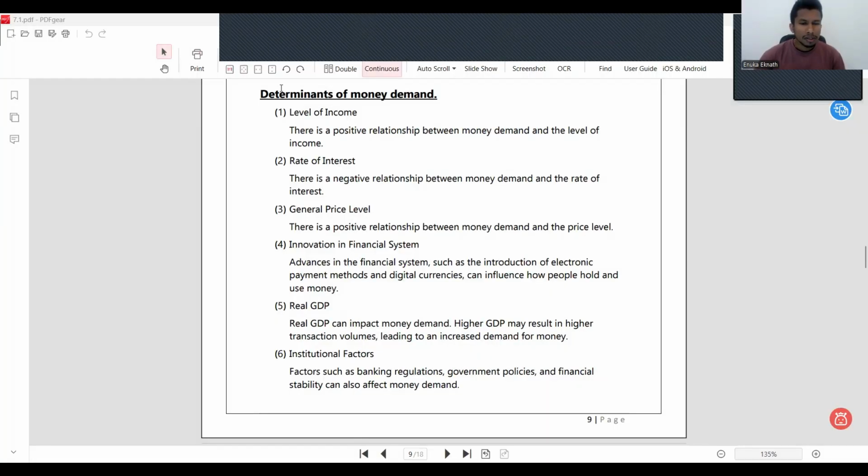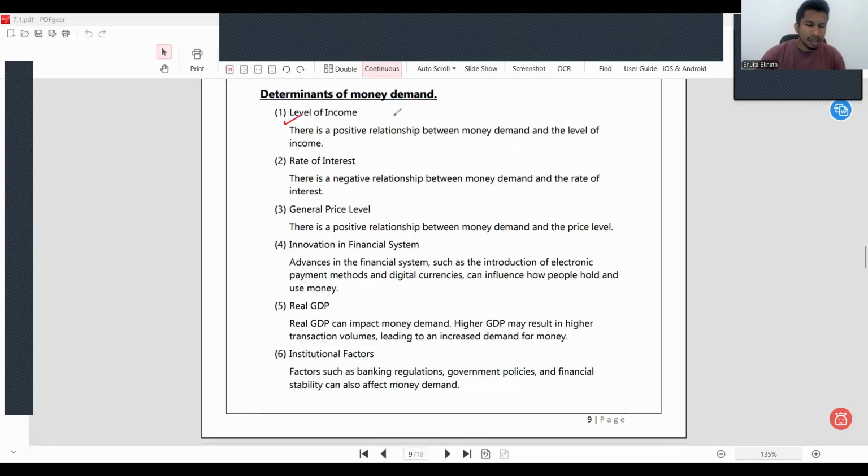I hope you all see this new window now. This is the theory note. It says determinants of money demand. And what are the determinants of money demand? The first one, the level of income, and the rate of interest, the general price level, if not inflation. Fourth one, innovations in financial system. The fifth one, real GDP. The sixth one, other institutional factors.